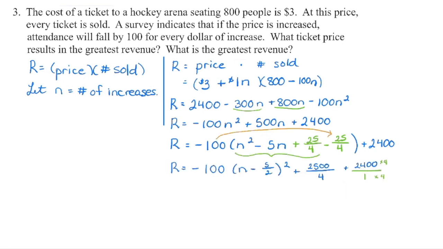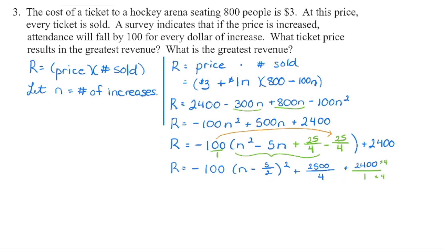We can now complete the square, so we're going to square root that n squared to get n. We're going to take half of that term to get 5 halves, and then remember we have to go negative 100 times negative 25 quarters. So a negative times a negative is a positive. 100 times 25 is 2,500, and then just remember that 100 has a denominator of 1. 1 times 4 is going to give us this 4 down here. And then we still have 2,400 over here.